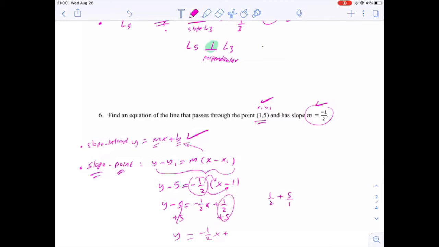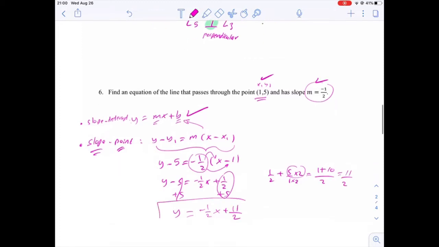plus 5. Now we need to get a common denominator. We multiply this by 2, numerator and denominator. So we get 1 plus 5 times 2 is 10, all over the common denominator 2. That's 11 over 2. So we add 11 over 2 here. This is the equation of the line that passes through the point (1, 5) and has slope -1/2.